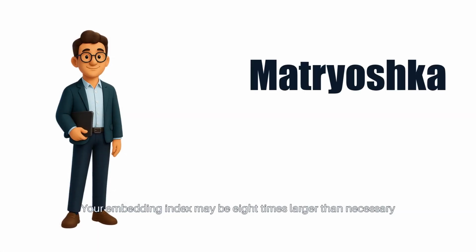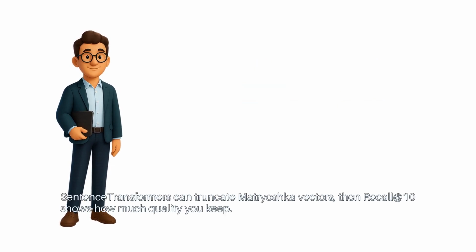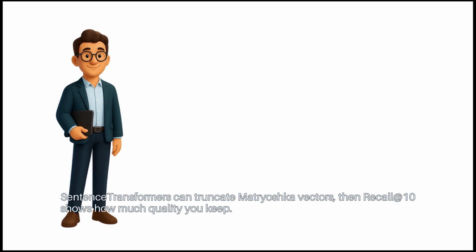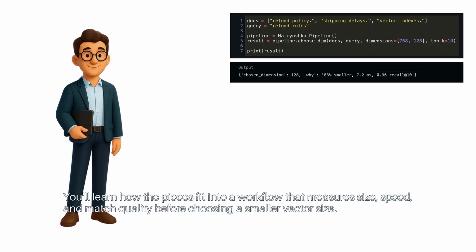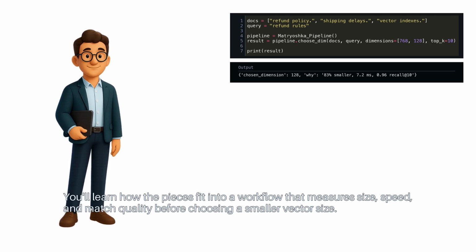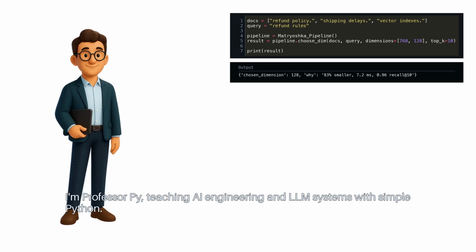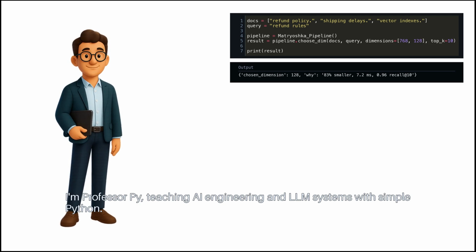Your embedding index may be 8 times larger than necessary. Sentence transformers can truncate Matryoshka vectors. Then recall at 10 shows how much quality you keep. You'll learn how the pieces fit into a workflow that measures size, speed, and match quality before choosing a smaller vector size. I'm Professor Pi, teaching AI engineering and LLM systems with simple Python.